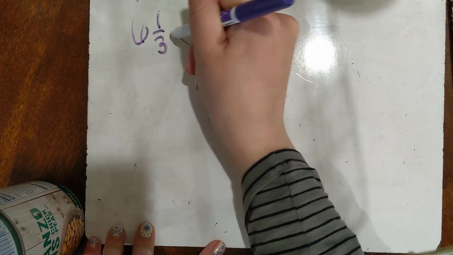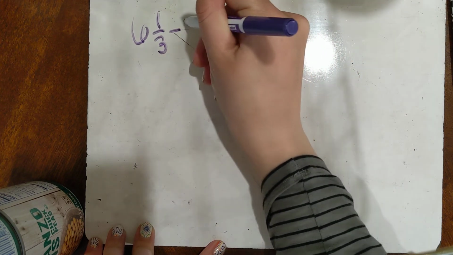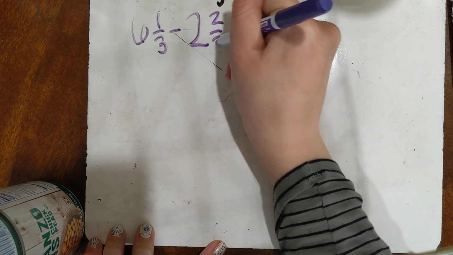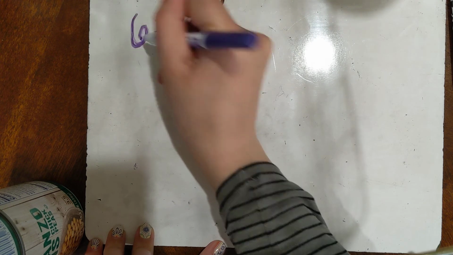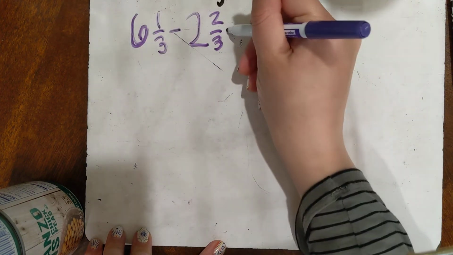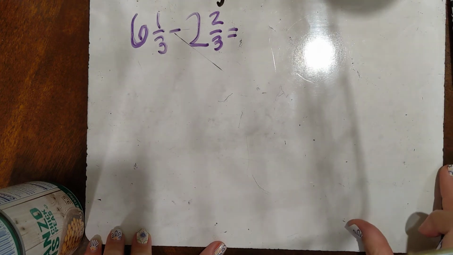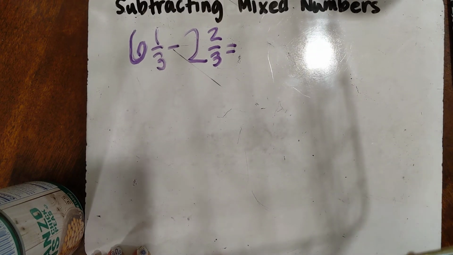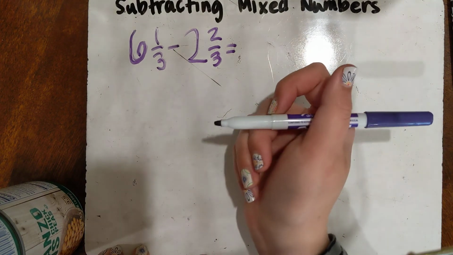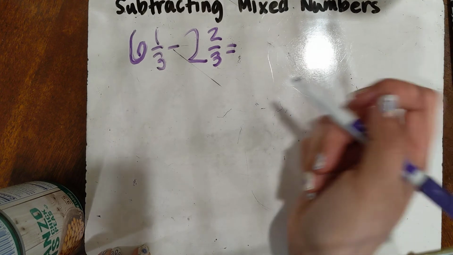6 and 1/3. Subtract 2 and 2/3. Pause the video and solve, and then we will do it together. Okay, my turn. Hopefully you've got yours finished.